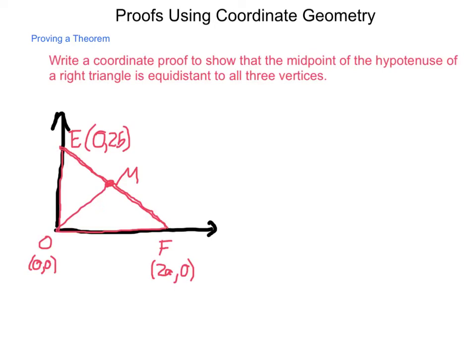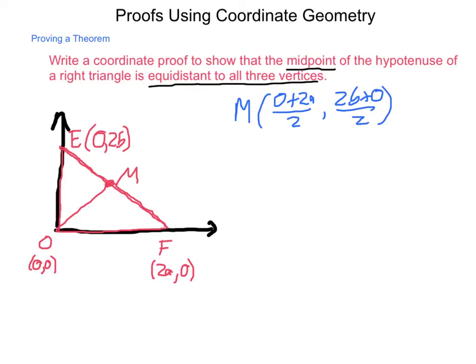What I need to do is first find what this midpoint is, and then establish the distances from that midpoint to the vertices. So let's begin with finding out what the coordinates of M are. Well, the midpoint is the coordinate of the average of my x's, so 0 plus 2A divided by 2, and then the sum of my y's, 2B plus 0 divided by 2. This simplifies down to: for M, 0 plus 2A is 2A, divided by 2 is just A. And for the y part, 2B plus 0 is 2B, divided by 2 is B. So the midpoint's coordinates are (A, B).